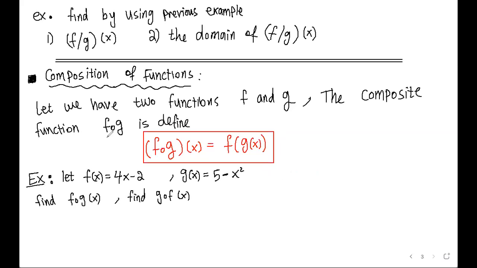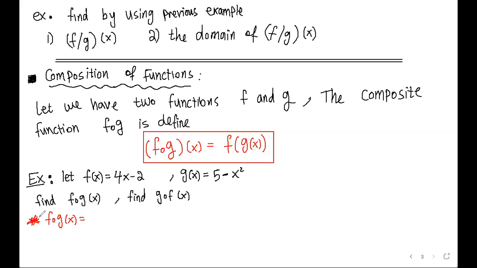We'll do the first one, f circle g of x. Yes. So first of all, what's the formula? 4 times 5 minus x squared minus 2. Okay, good, perfect, but I need to do it step by step. Can we do it step by step? Like, what's the formula for this one?